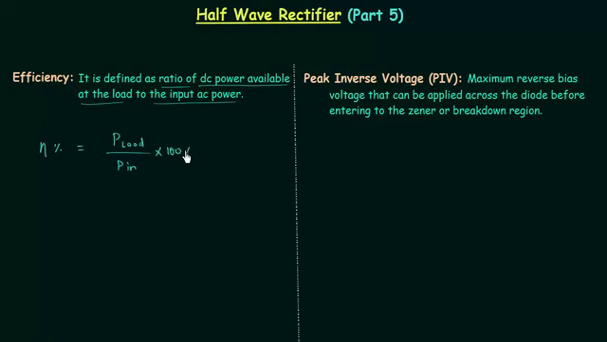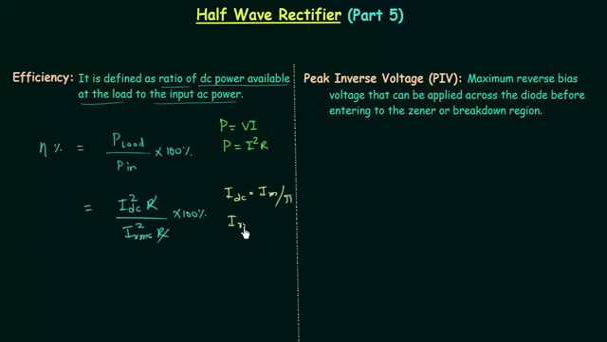And we already know power is equal to VI. V is equal to IR, so power is equal to I square R. We can write P load as I DC square multiplied by R, where R is the load resistance, divided by P in, which is equal to I RMS square multiplied by R, where R is the load resistance. This R and this R will cancel out, and I DC is equal to Im, the peak value of current, divided by pi, and I RMS is equal to Im divided by 2.